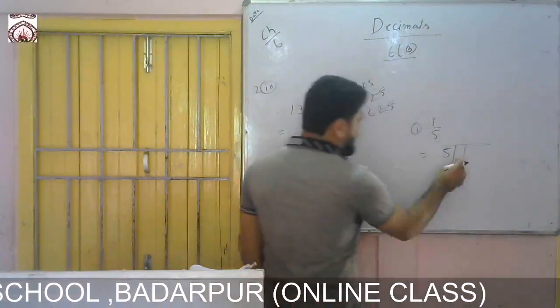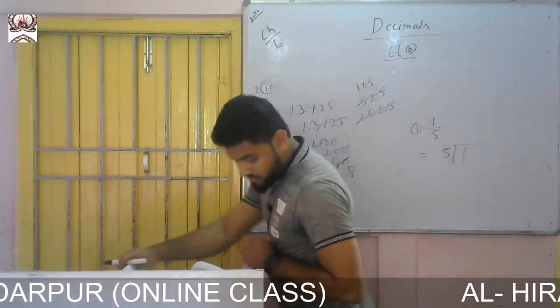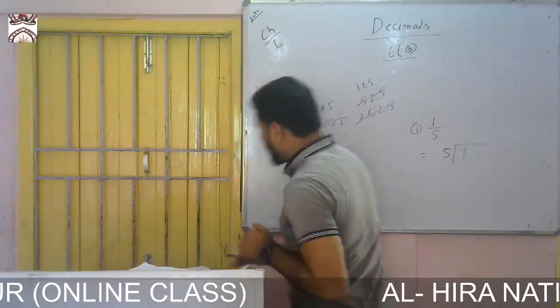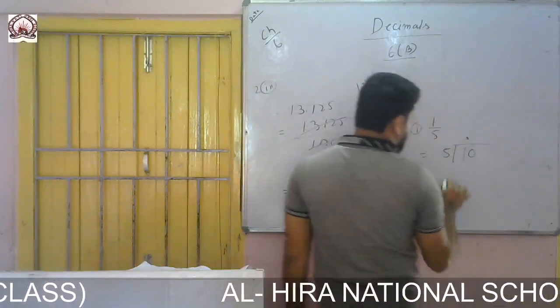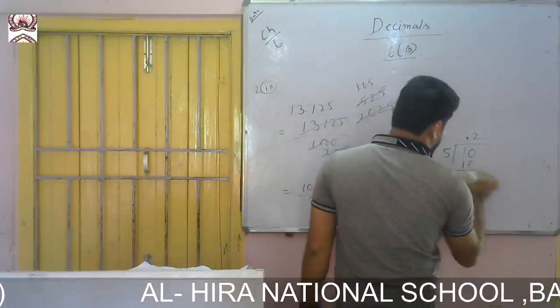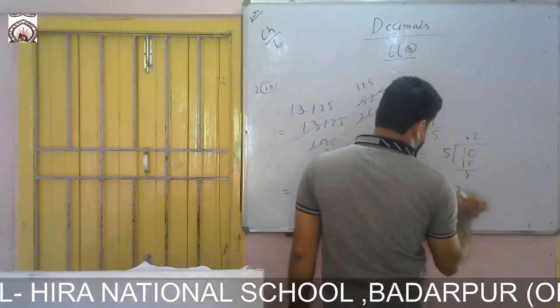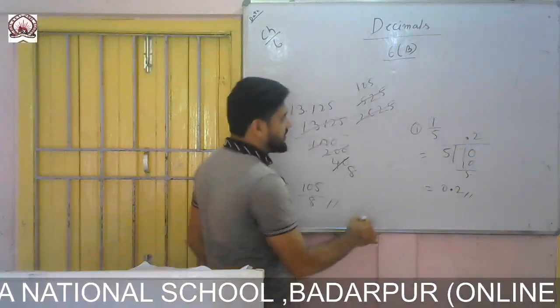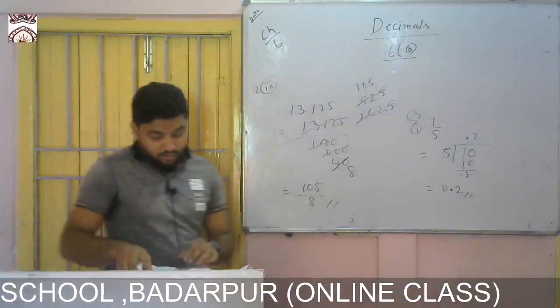So give 1. So 1 is not divisible. So what? You put 1 point. Then bring 1. Then 5 2s are what? 10. It is 0.2. That means 0.2. That is the answer.